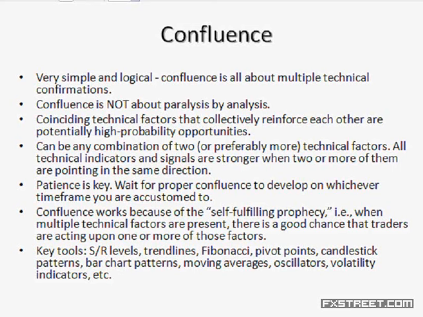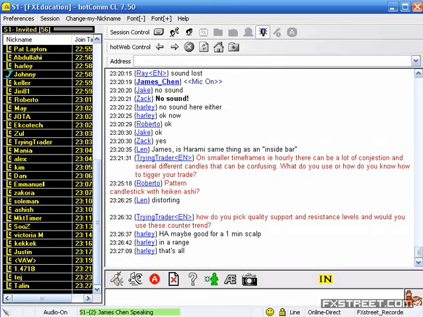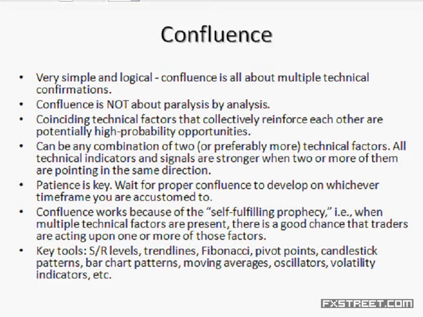Yes, there is distortion in the Heikinashi charts. They're good at showing trend, but there's distortion there. Trying trader, how do you pick quality support and resistance levels, and would you use these counter trends? I'll talk about that in a second. Heikinashi may be good for a 1-minute scalp in a range. Yes, Harley. The thing about Heikinashi charts is that they are good at showing trend, but it's sort of a misleading representation of trend.